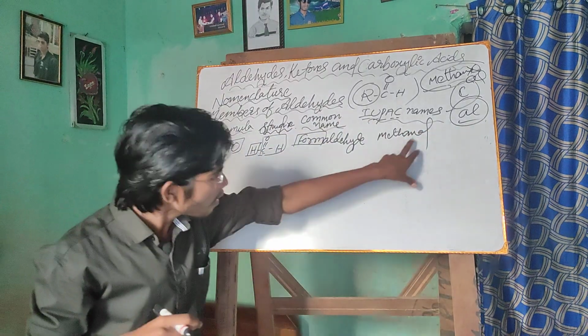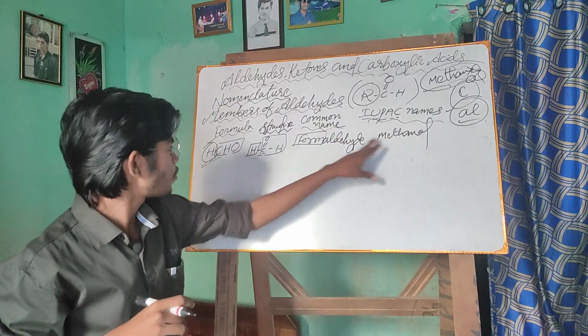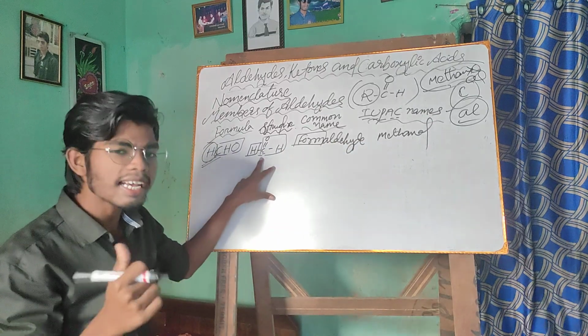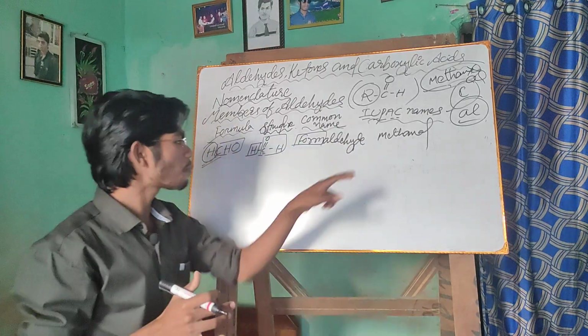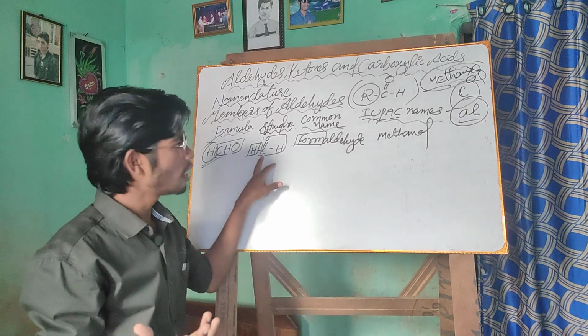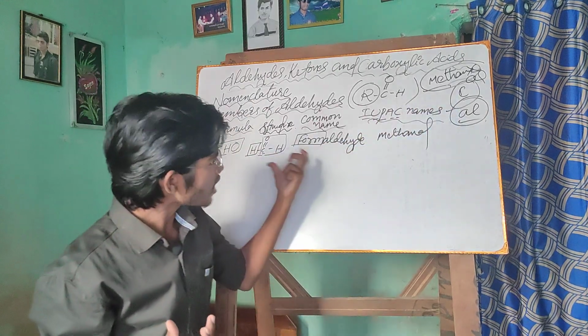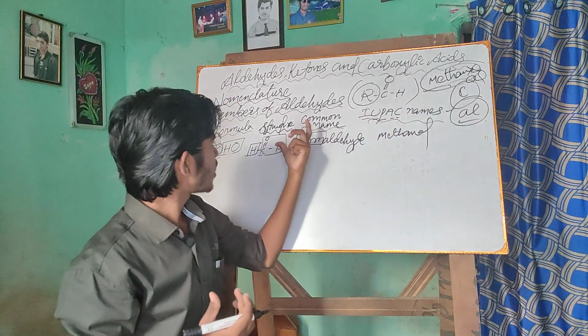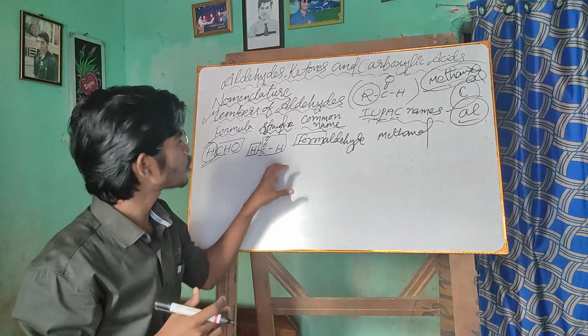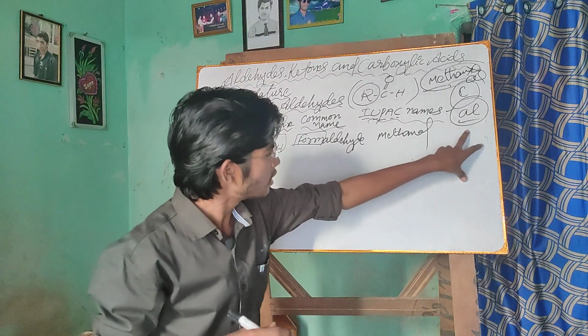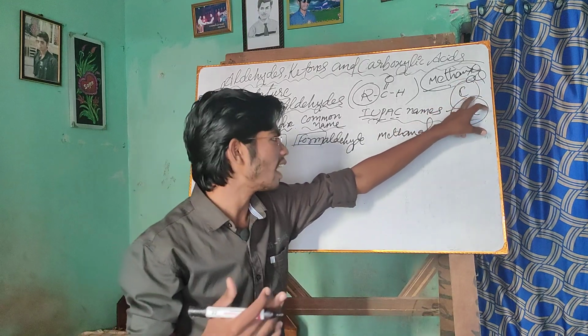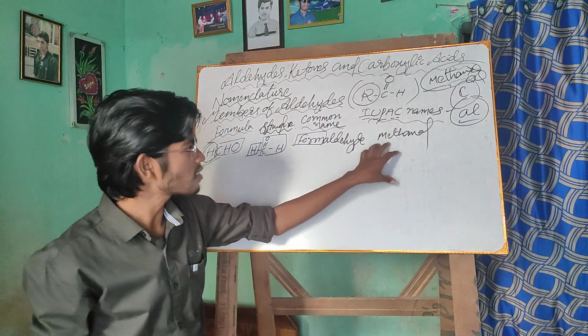So the methanol, the methane, why the methane? First of all, I have written it because one carbon atom is there. Since one carbon atom is there, that's why the carbon, that is methane. And what is the suffix of this compound? Here the suffix of aldehyde is Al. That's why the E is replaced by the Al, and finally we got the name, that is methanol.